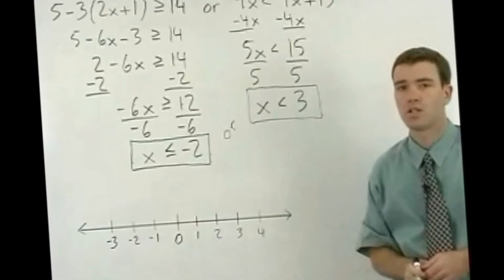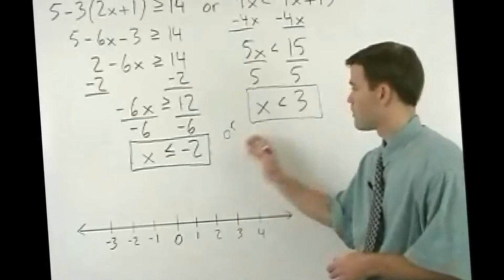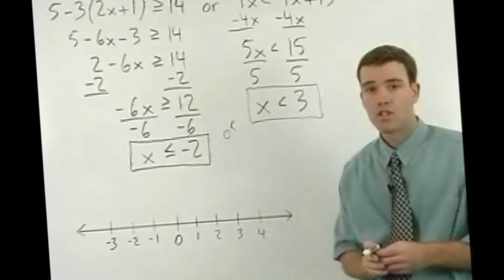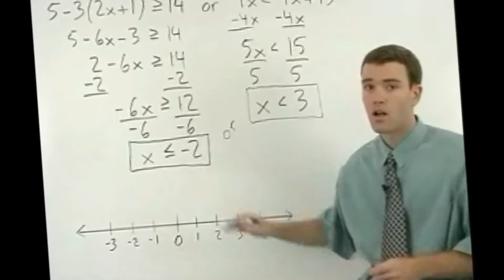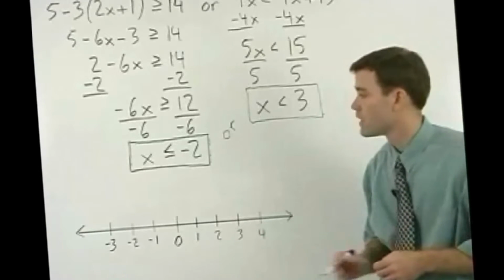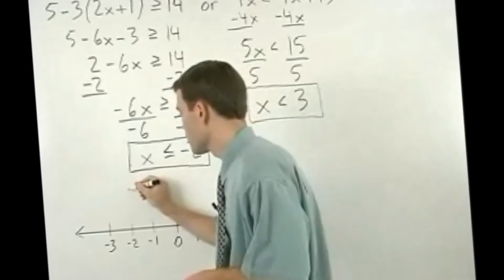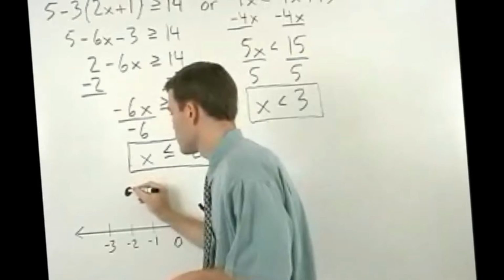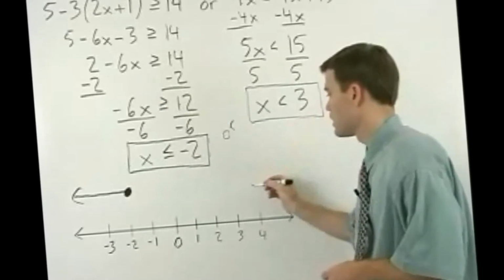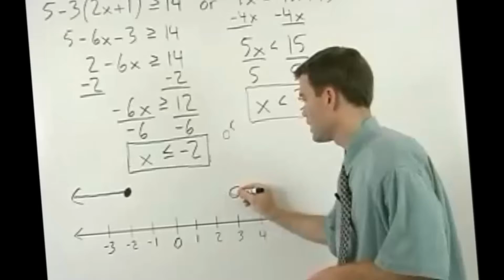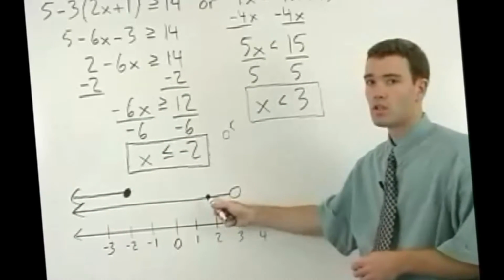Now we have a situation that looks just like the problems in the previous section. Our next step would be to graph each of these two inequalities just above the number line so that we can see what's going on before we try to combine them. For x is less than or equal to negative 2, we have a closed dot at negative 2 and an arrow going to the left. For x is less than 3, we have an open dot at 3 and an arrow going to the left. Remember to use long arrows.